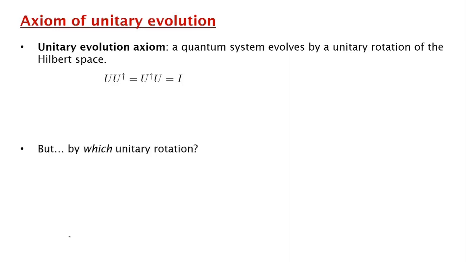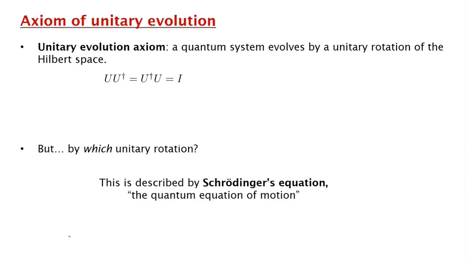But now you could ask, how do you choose? Who decides what this unitary transformation is? This is the question that Schrödinger's equation answers. It gives us the fundamental quantum equation of motion.